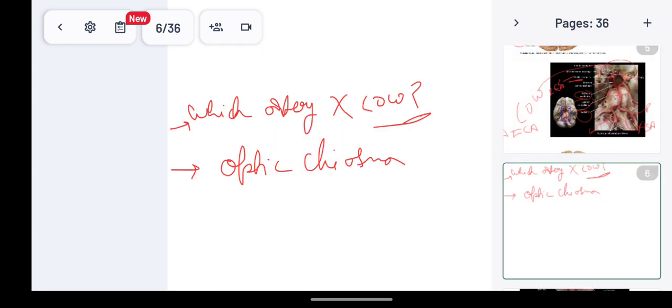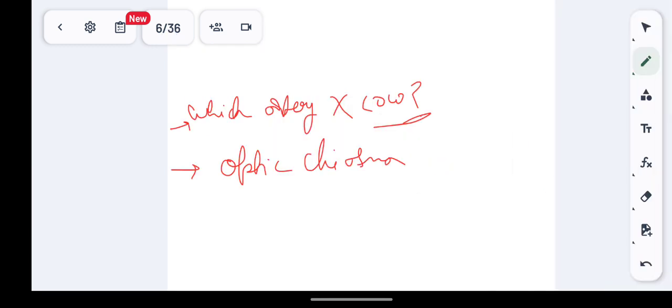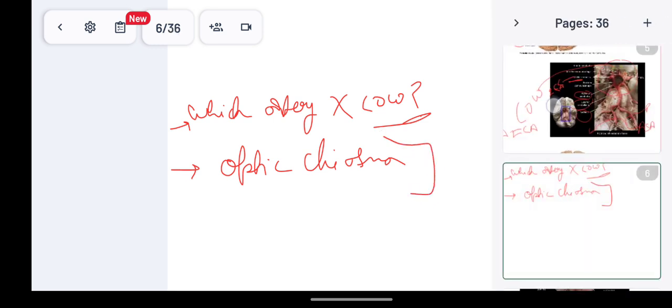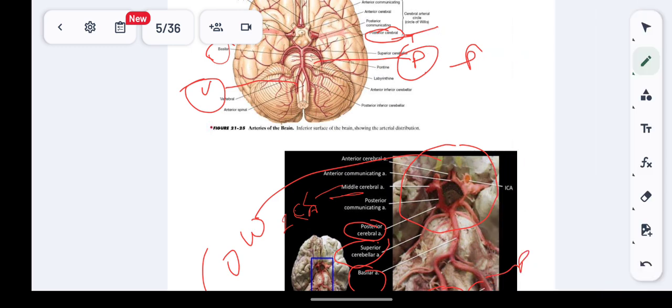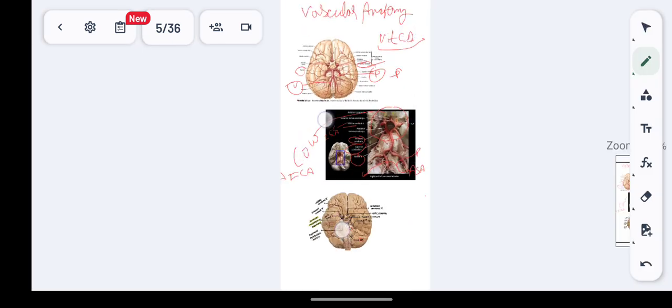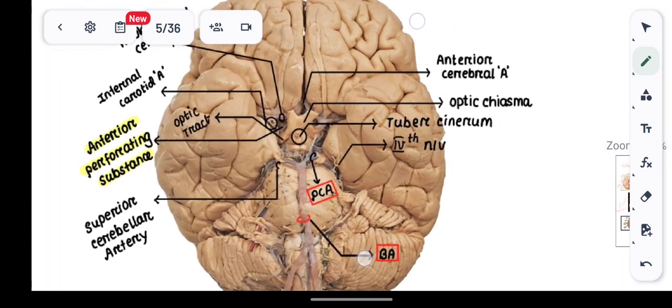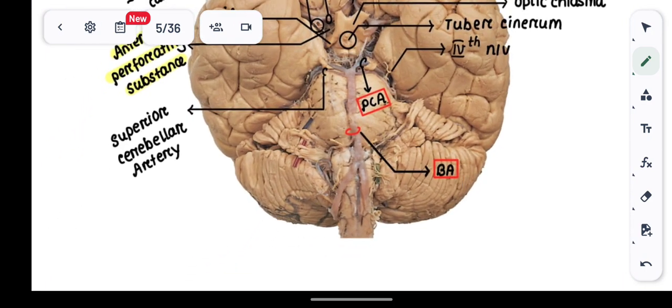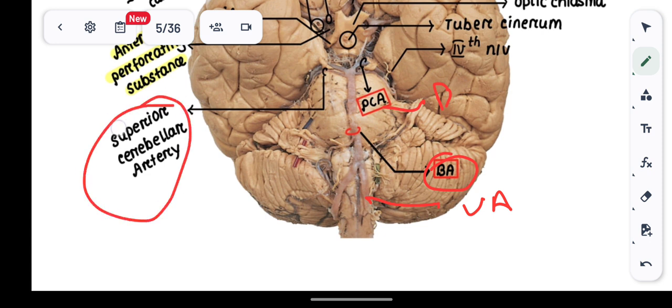Yeah, one more thing about that optic chiasma, why I mentioned this one. See, this diagram. So try to label it by yourself. This is the vertebral artery joining to form the basilar artery. This is the branch from the basilar artery, the posterior cerebral artery, and this small branch is the superior cerebellar artery. Both are branches of the basilar artery.